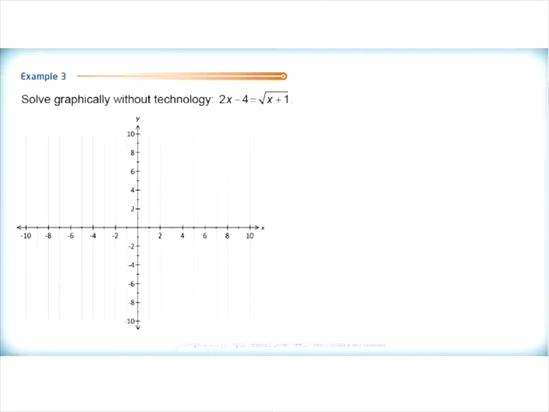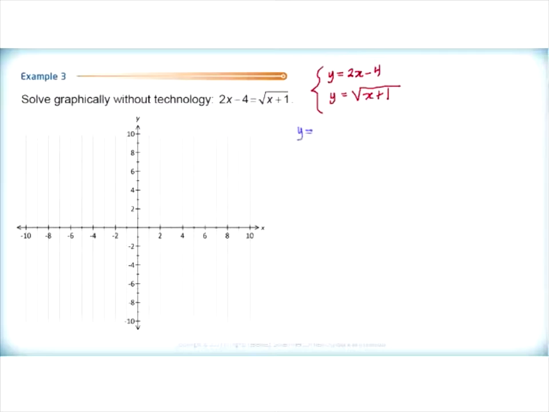In example 3, we are asked to solve graphically without technology. So here we will graph the left side of the equation and the right side of the equation and try to determine the points of intersection. So we have y equals 2x minus 4 and y equals the square root of x plus 1. Let's provide all the necessary details for each of these graphs.